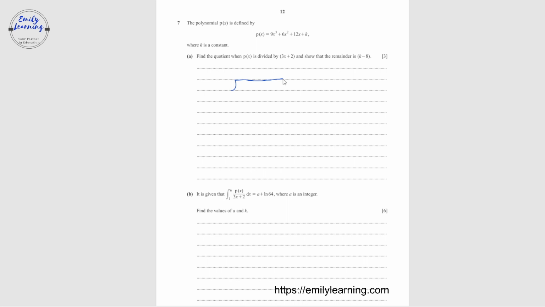So I have 9x cubed plus 6x squared plus 12x plus k, and I'm going to divide by 3x plus 2. So I'm going to compare 3x with 9x cubed. So I need 3x squared multiplied by 3x to make 9x cubed. So I'll do that.